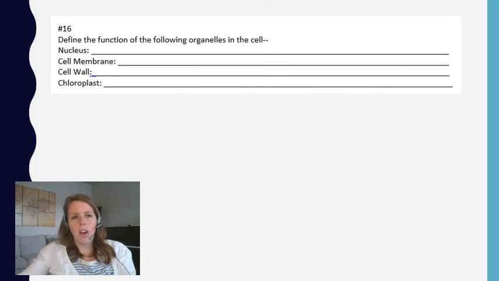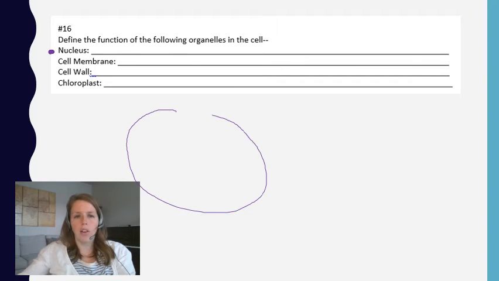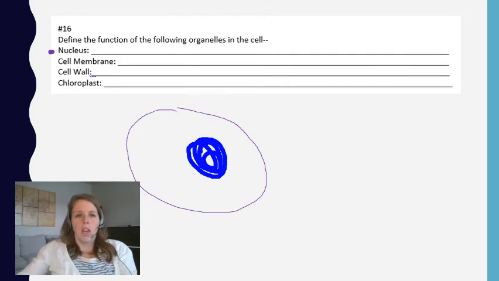Number 16, define the function of the following organelles in the cell. Well, let's first look at nucleus. Do you guys know what a nucleus is? Well, let's draw a cell down here. Anyone know where the nucleus is? What it looks like? Well, I will draw one for you. It is a region in the center of the cell that contains all of the cell's DNA. It is the control center.